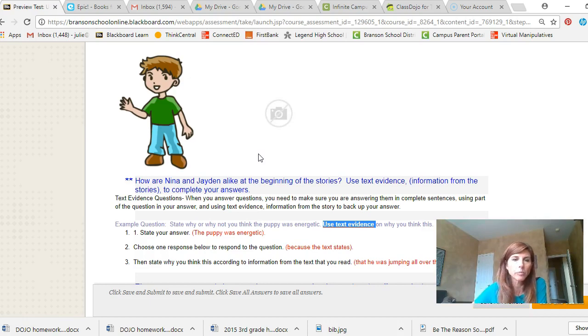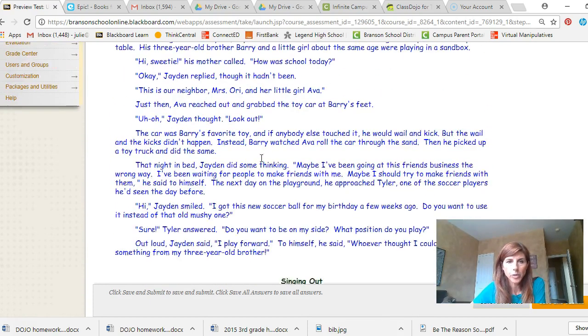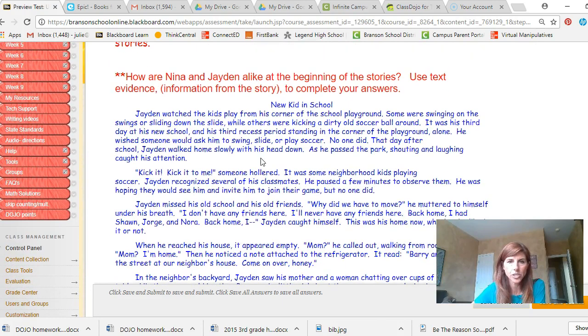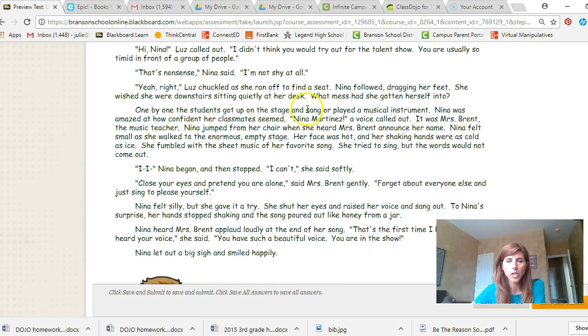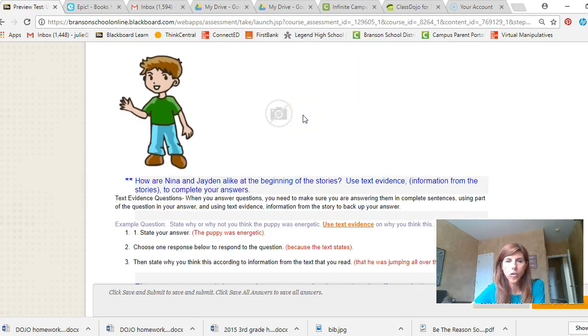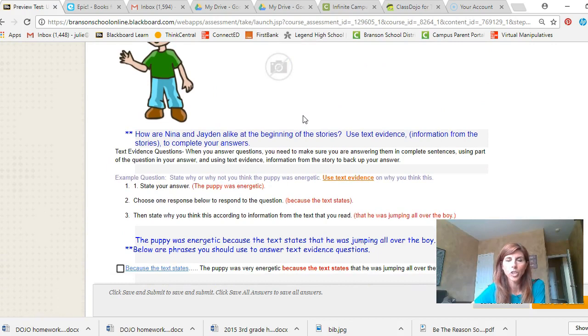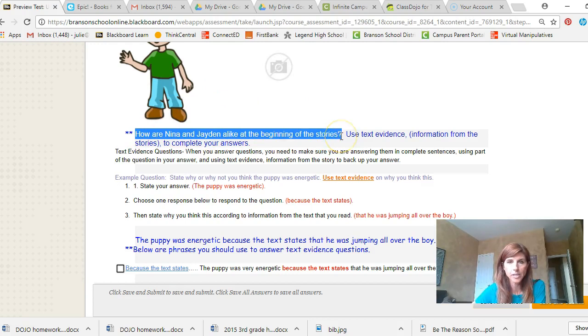This week you'll be reading two passages. You're going to be reading New Kid in School, and then you're going to be reading Singing Out. Then you're going to answer some questions using text evidence. The question says, how are Nina and Jaden alike at the beginning of the stories? Use text evidence, information from the story, to complete your answers.